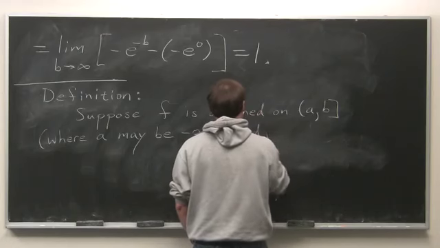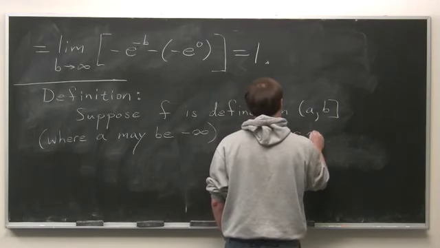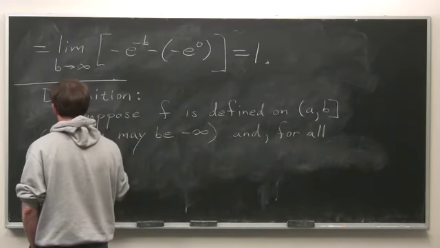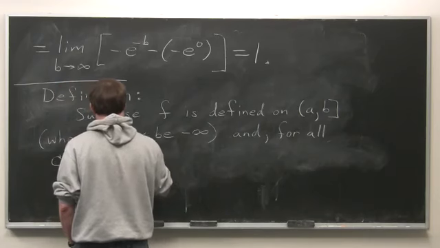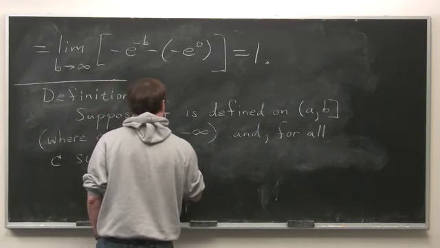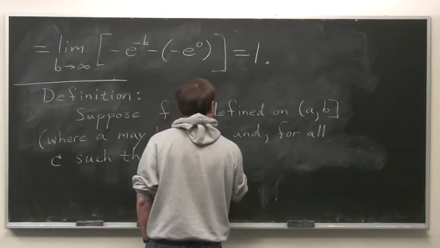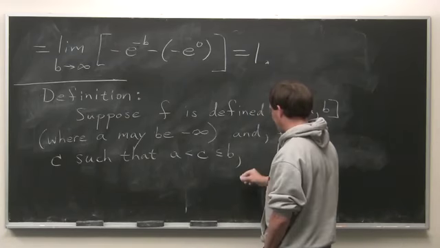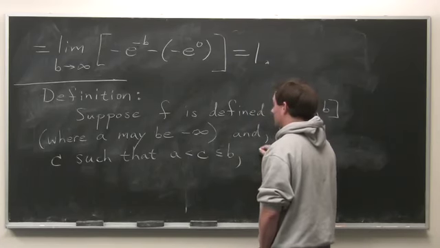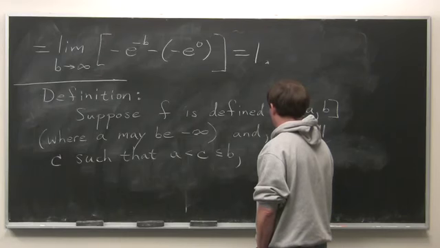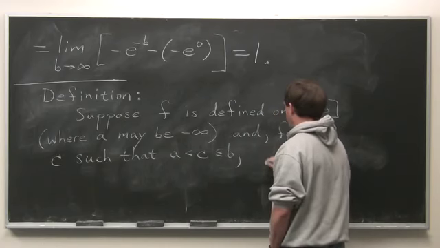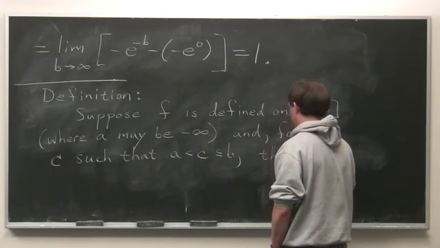And we're also supposing for all c such that a is less than c is less than or equal to b, for all c, the Riemann integral from c to b, I'll write the Riemann integral.